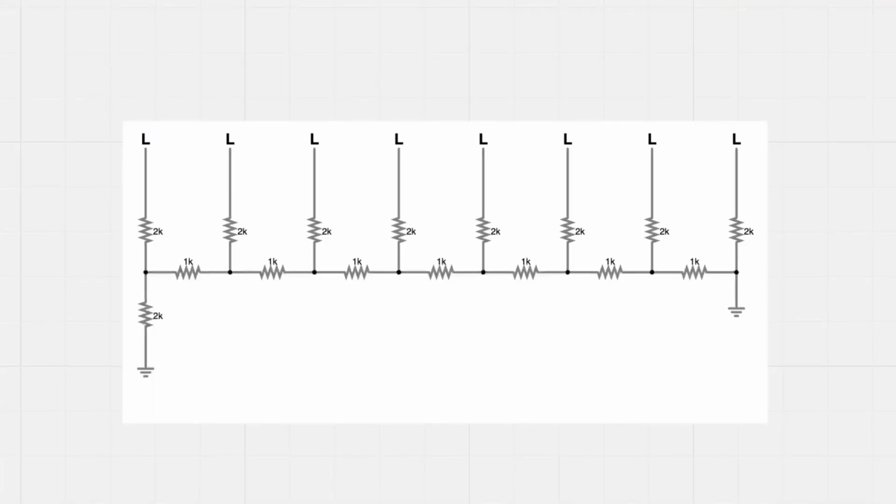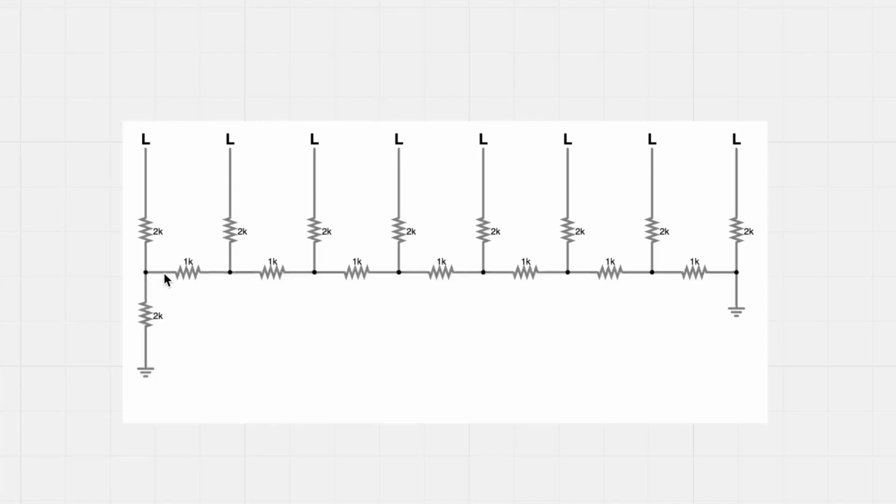I'm using 1K and 2K resistors here, but any resistors are fine as long as the resistors in the place of the 2K resistors are twice the resistance of the resistors in the place of the 1K resistors. The total resistance of the circuit is whatever resistance is here.